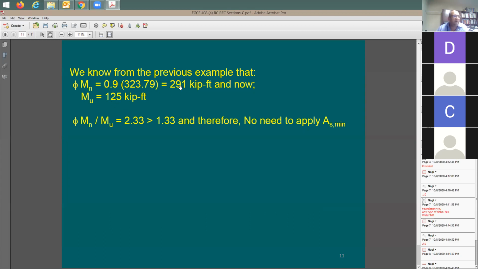You see this 291, you have capacity of nearly 300. And your demand is 125. So actually you provide lots of steel, lots of capacity, much more than 1 1/3 of the demand. So in this case, I'm going to say, I don't really need to apply this AS minimum. I don't need it. No need to do the check. Why? Because the ratio between phi M sub n to M sub U is more than 1.33.